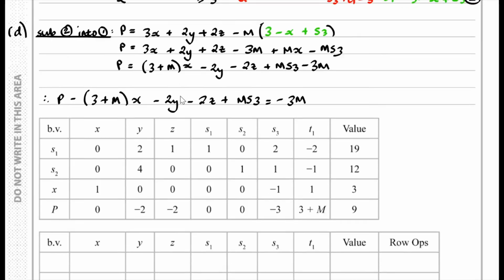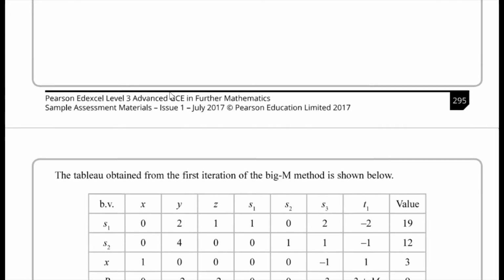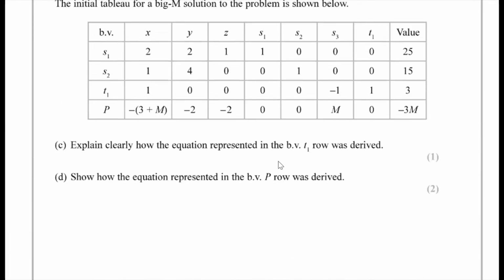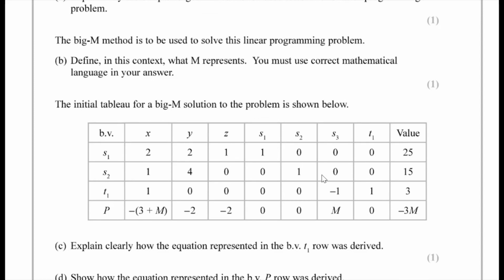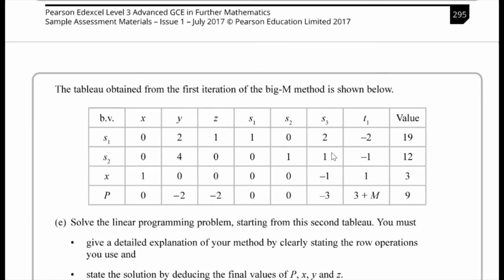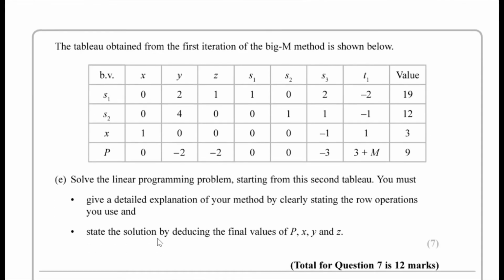And now for part E, the table obtained from the first iteration of the big M method is shown below. So they've used the big M method over here to obtain this table. And for part E, we have to solve the linear programming problem starting from this second table. You must give a detailed explanation of your method by clearly stating the row operations you use and state the solution by deducing the final values of p, x, y and z.